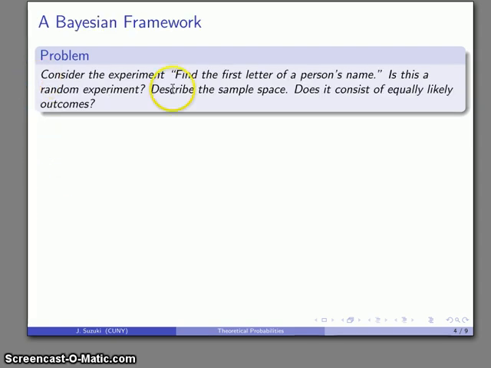On the other hand, this experiment, find the first letter of a person's name, most people would not say is random, and their reasoning would probably be along the lines of some letters are more common than others. And so what they're actually using here as their stand-in for random is not equally likely. And it's important to remember the definition of random has nothing to do with how likely or unlikely an event is. It has everything to do with whether or not it is predictable with certainty. It is that uncertainty that makes the experiment random.